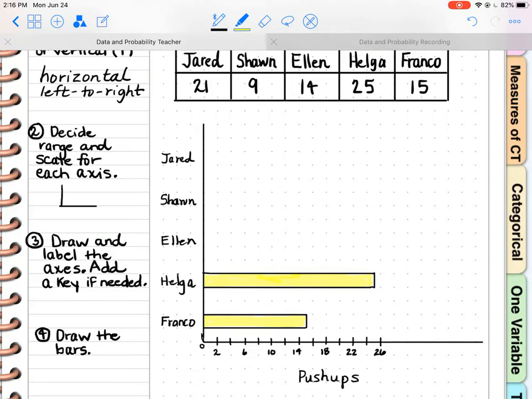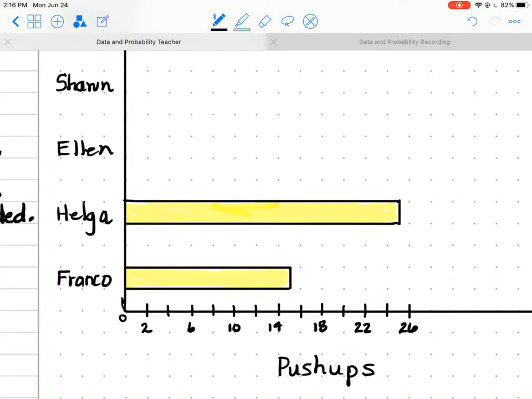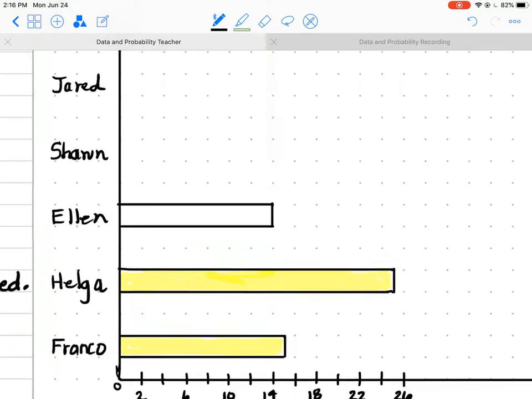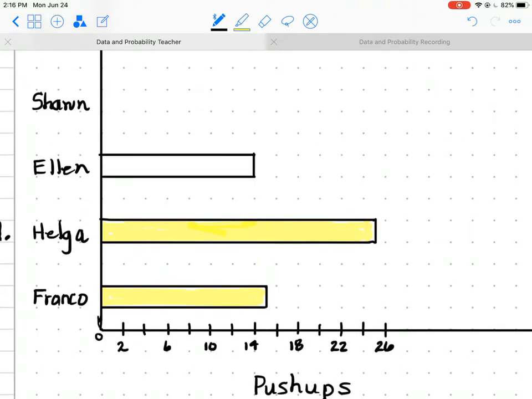Okay, Ellen, 14. So Ellen is going to land exactly on a dot. She is here at 14. So I'm going to start there and draw over. I'm going to color those in just a minute. But okay, Sean can do 9. Right, so here's 10. So let's come back a half. There we go.